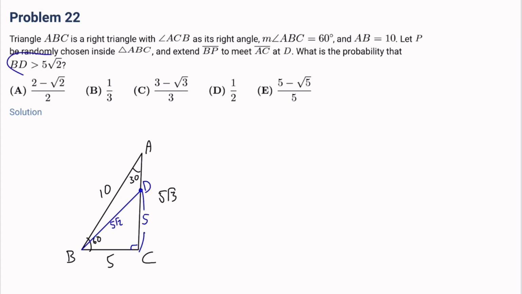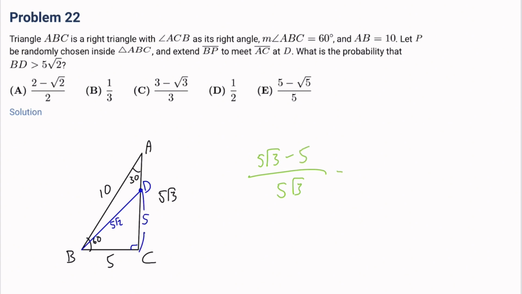And we want BD to be greater than 5 root 2, so that means D should be inside this much. And so this much is AC minus DC. To get that probability, we have to divide by 5 root 3, because 5 root 3 is all the possible length. And AD, that much, is 5 root 3 minus this much, which is 5.